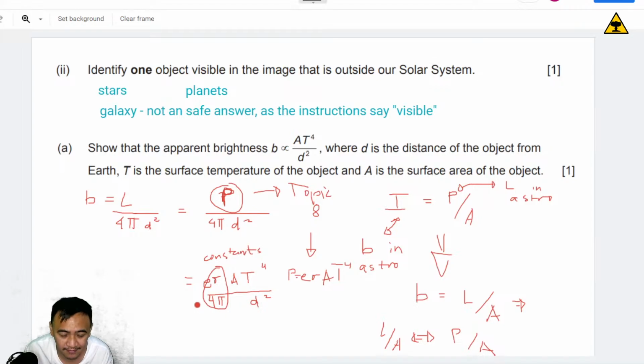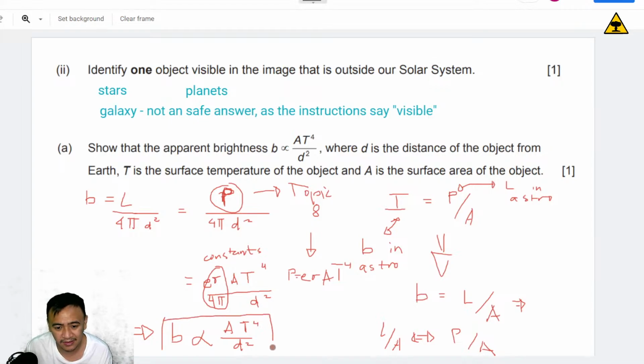And you don't need constants in a proportionality. Exactly. So this means B is proportional to A T to the 4 all over D squared. Okay, you started off right, but I think you got lost with converting what means what, right? Now I got it. I just didn't know that before.